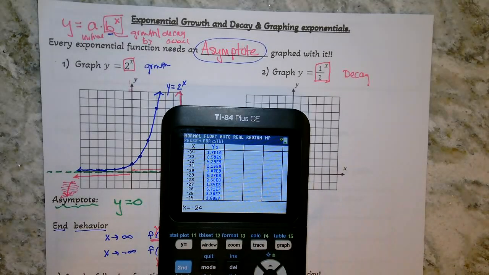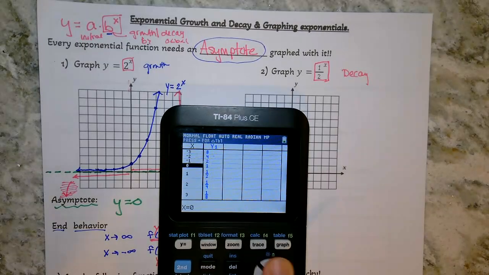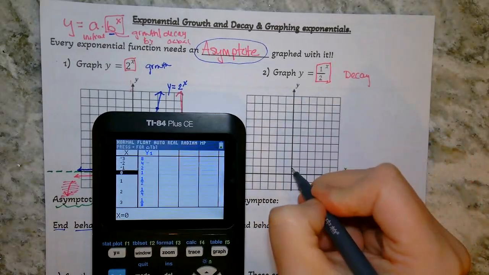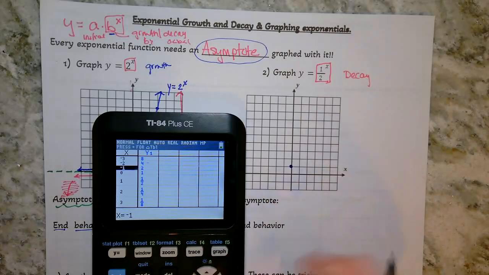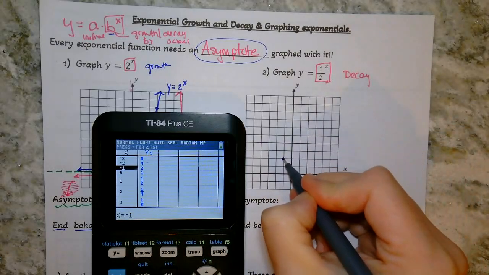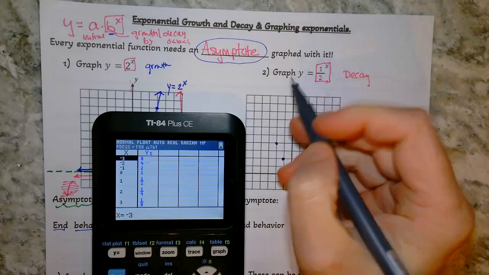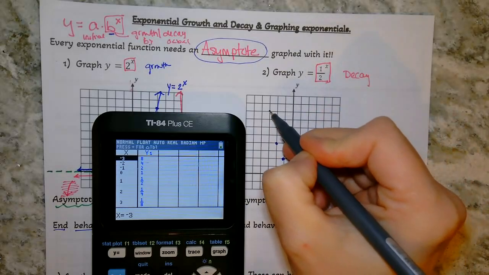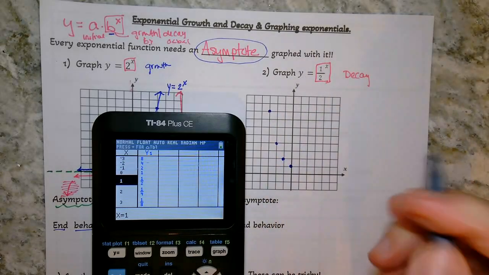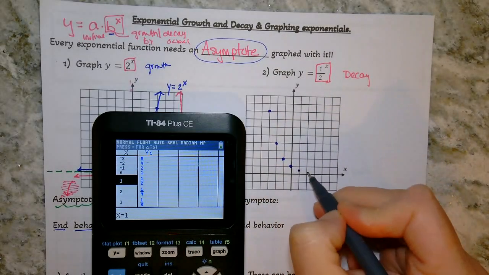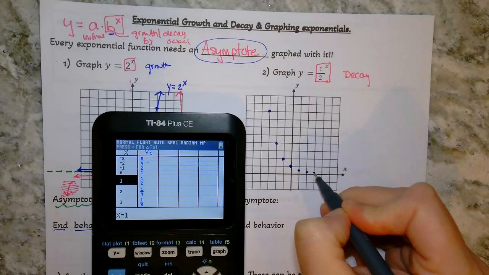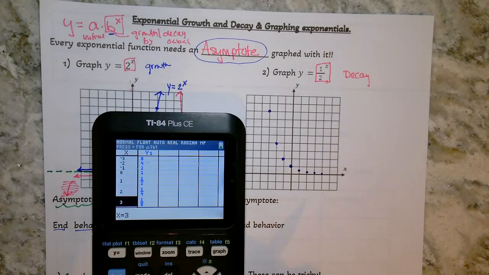Now I'm going to go back and plot out some nice points here. So I'm going to start at 0 again. At 0, it's at a height of 1. And nice points. At negative 1, it's at a height of 2. Negative 2, 4. Negative 3, 8. Let's see, at 1, it's at a half. And then a fourth. And then an eighth. And then a 16th.